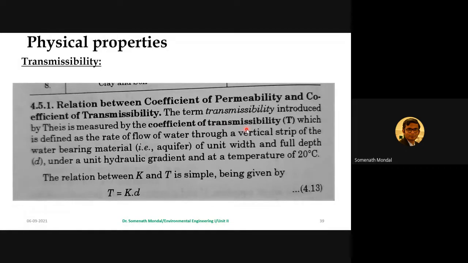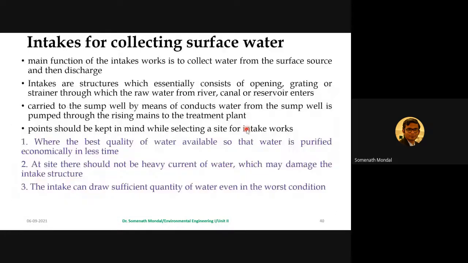We should speak. So K is the coefficient of permeability. Usually, in the conventional way also, we denote K as a standard connotation, and T is always the transmissibility.